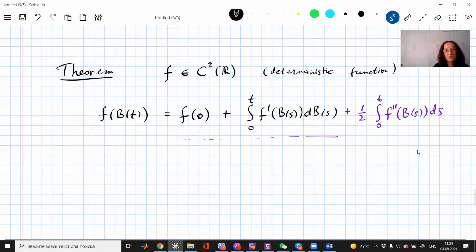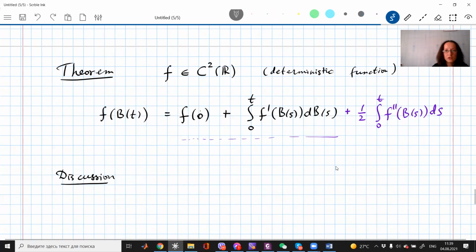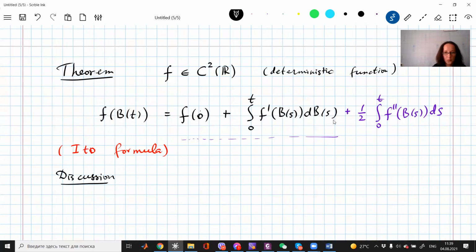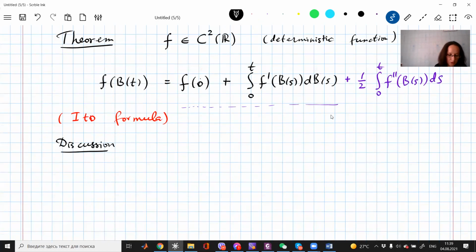And before proving it, let us discuss this formula. Why can we expect to have this additional term? And I also didn't say that this is known as the Itô formula. How can we expect this formula if we know some properties of Brownian motion?